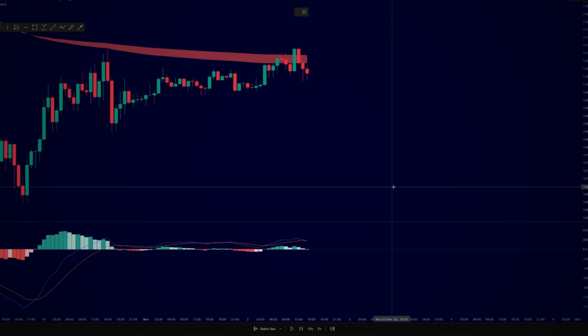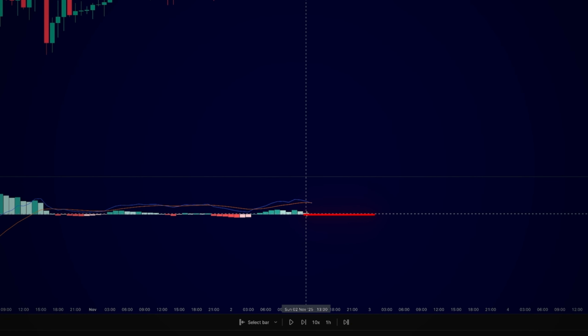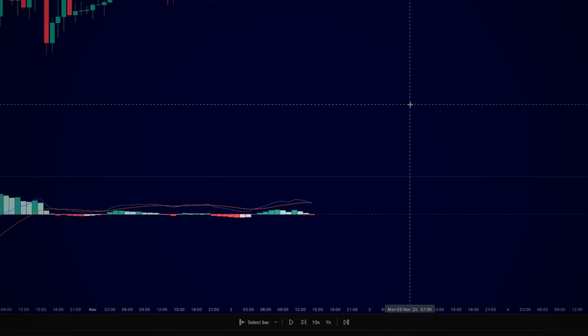Step 3. Check the position of the crossover. It must happen strictly above the zero line. If the lines cross below zero, skip it.